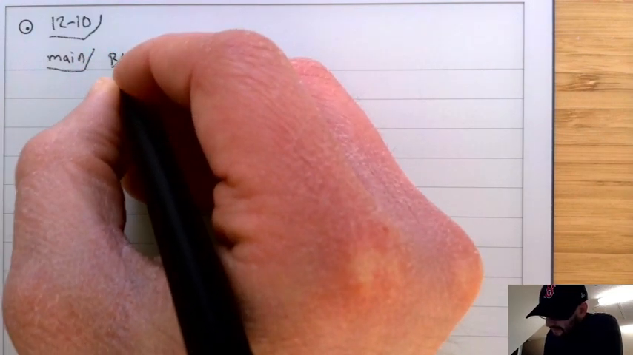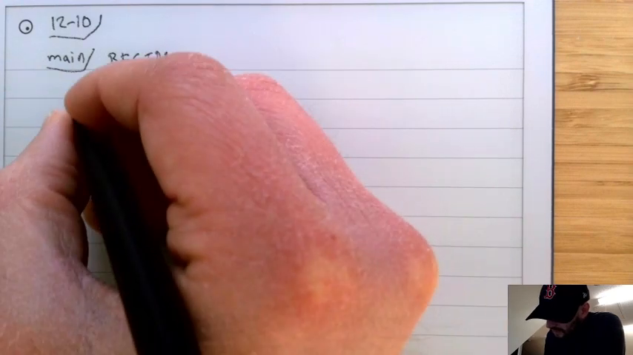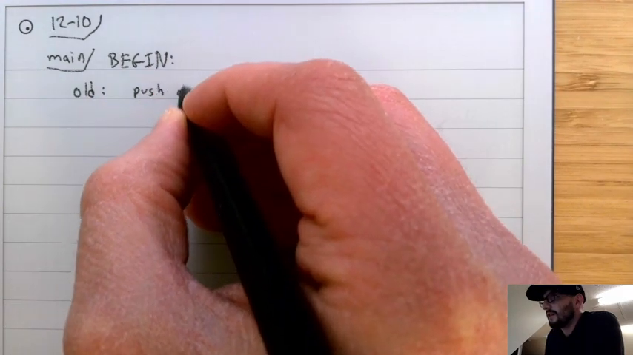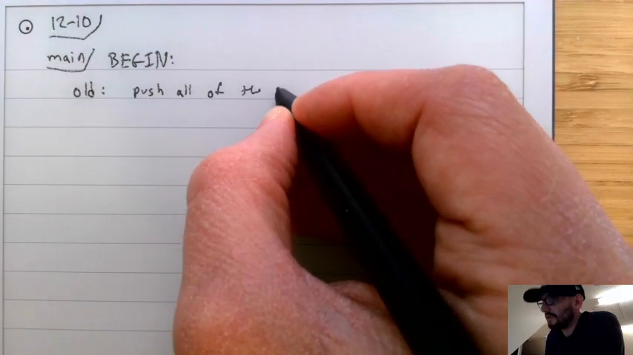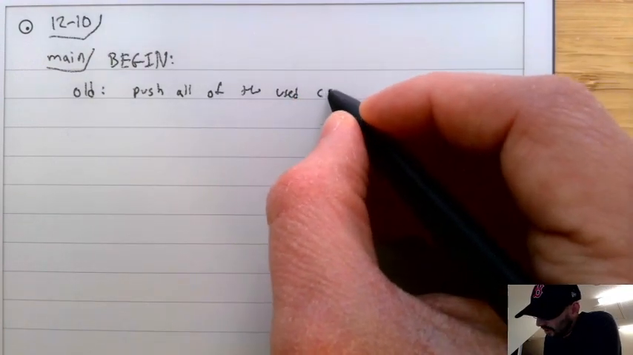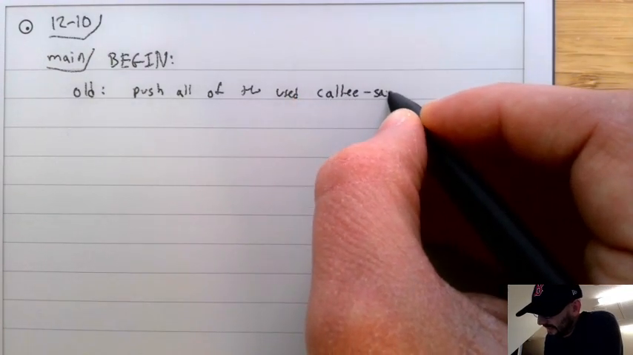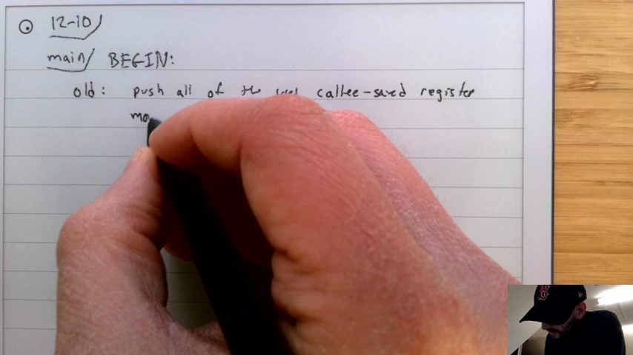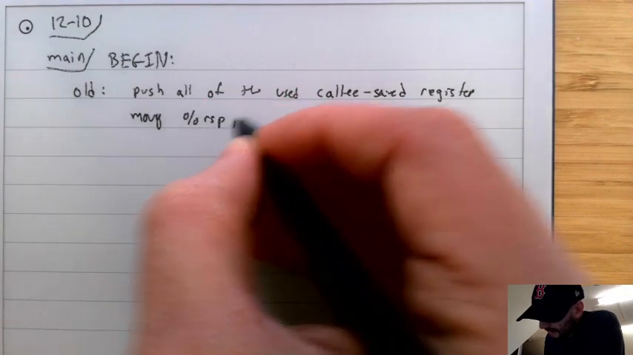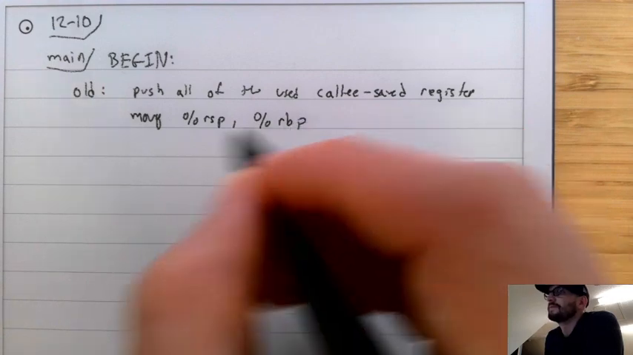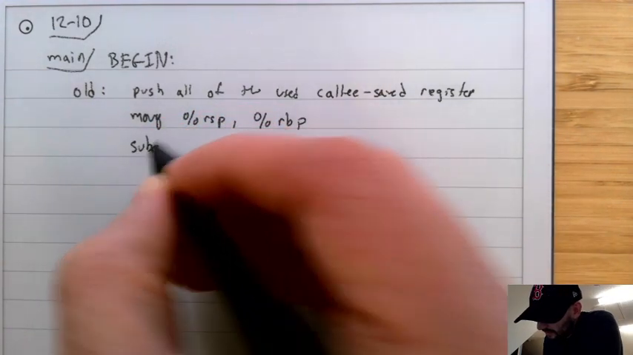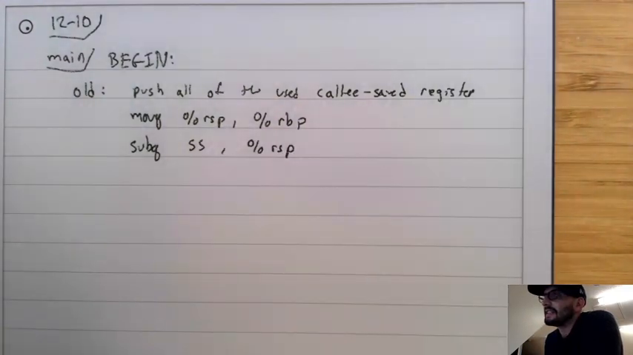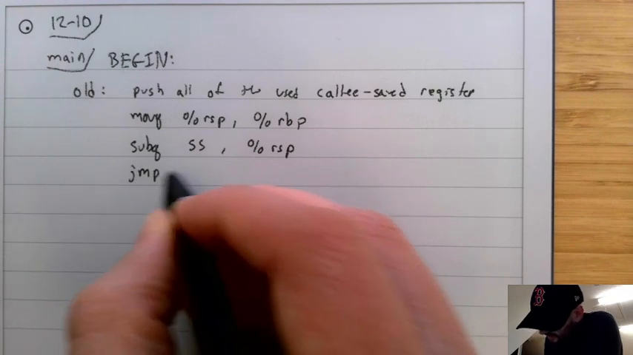Inside of begin, here's what we used to do. We used to push all of the used callee saved registers. Then we moved RSP into RBP. Then we did a subq of how much stack space we needed from RSP, and that allocated stack space. And then we jumped to the body.